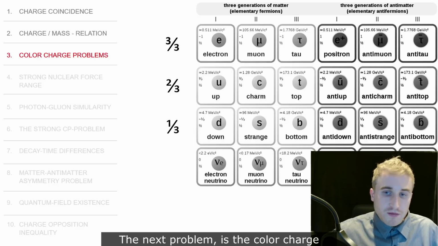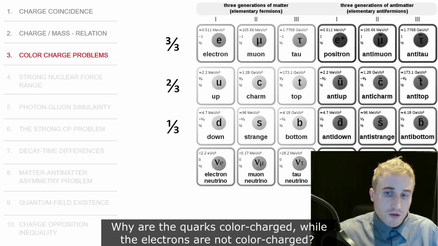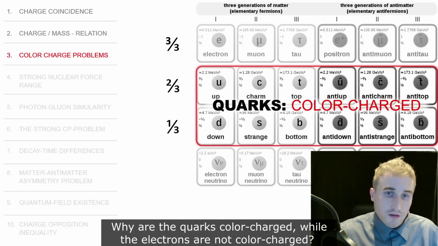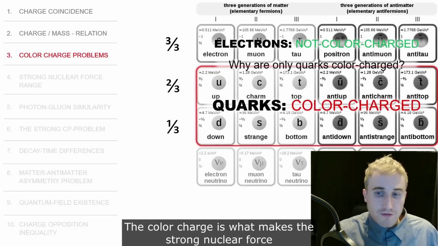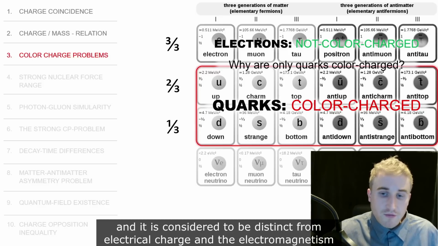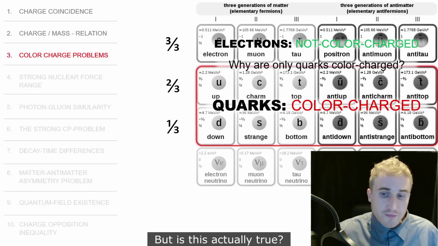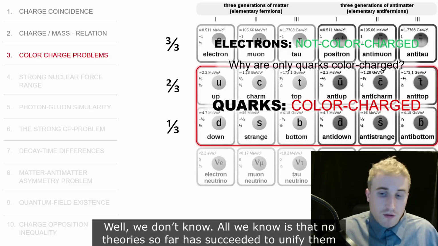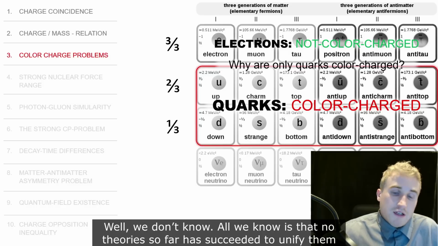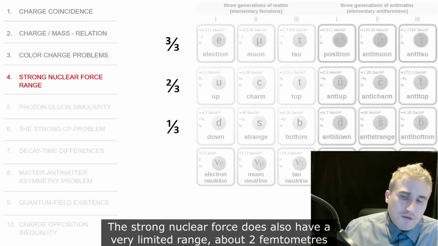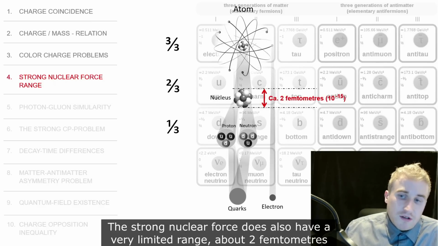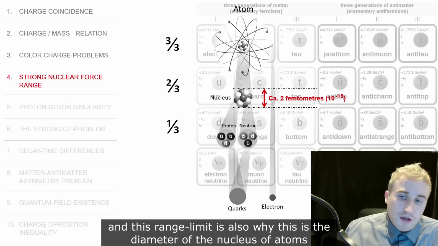The next problem is the color charge. Why are quarks color charged while the electrons are not color charged? The color charge is what makes the strong nuclear force, and it is considered to be distinct from electrical charge and electromagnetism. But is this actually true? Well, we don't know. All we know is that no theory so far has succeeded to unify them. The strong nuclear force also has a very limited range, about 2 femtometers, and this range limit is also why this is the diameter of the nucleus of atoms.